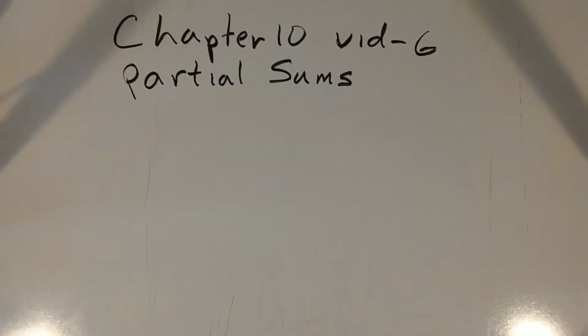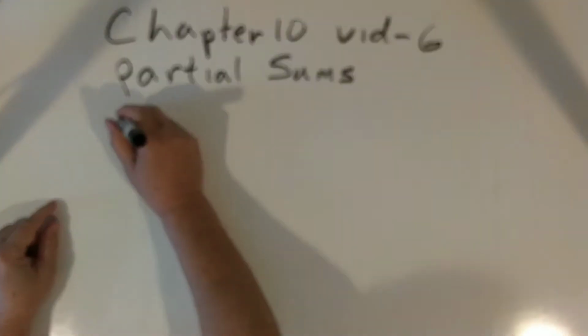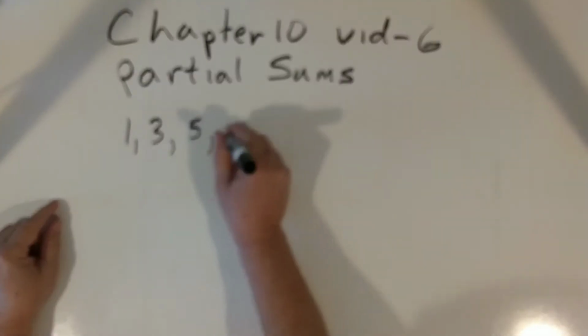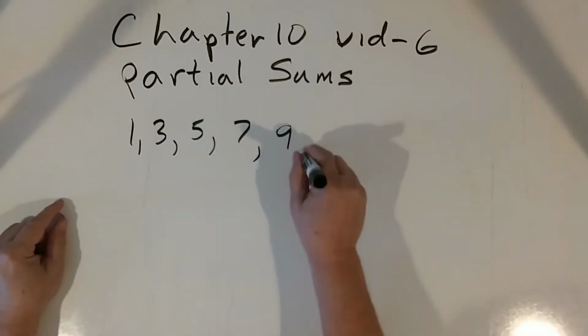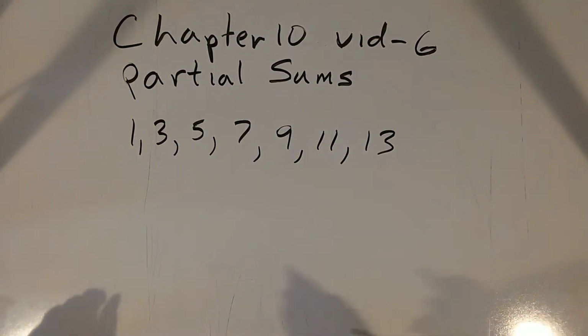This is Chapter 10, Video 6. We're dealing with partial sums of a sequence. So let's write a sequence of 1, 3, 5, 7, 9, 11, 13. So here's a sequence of odd numbers.